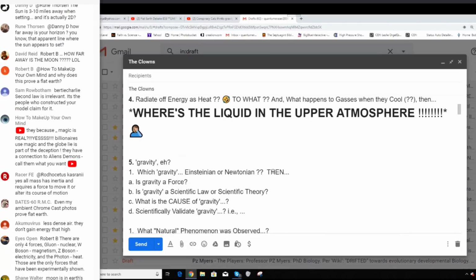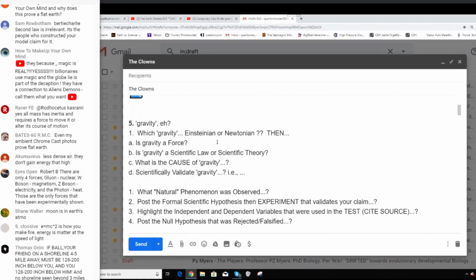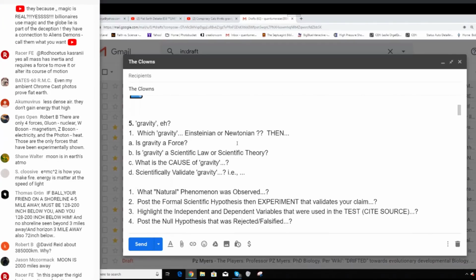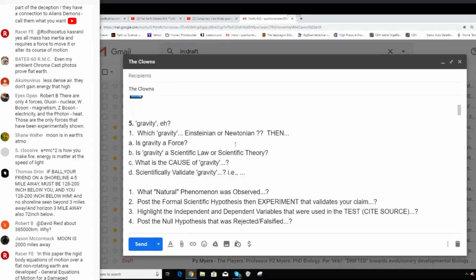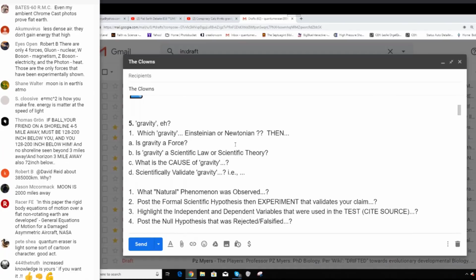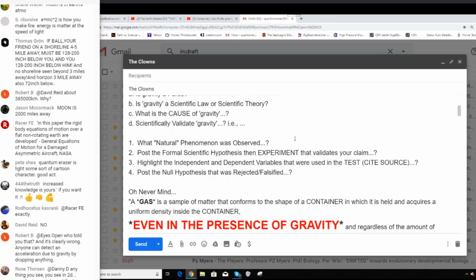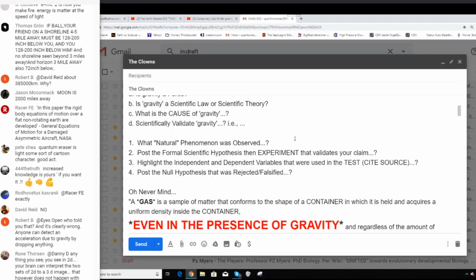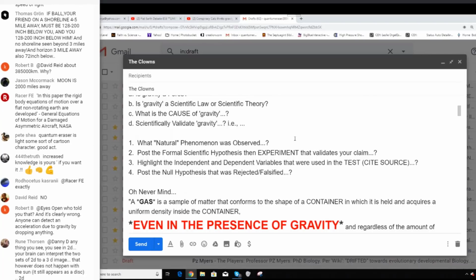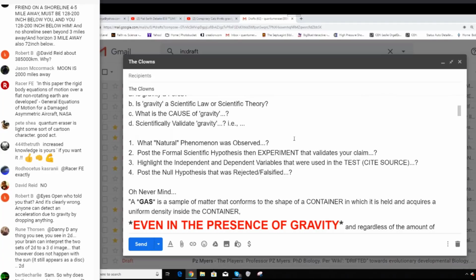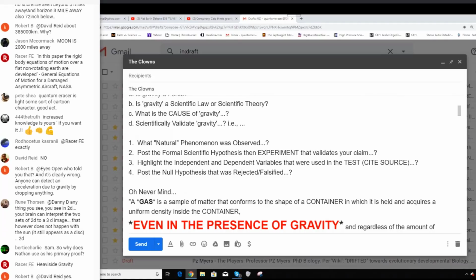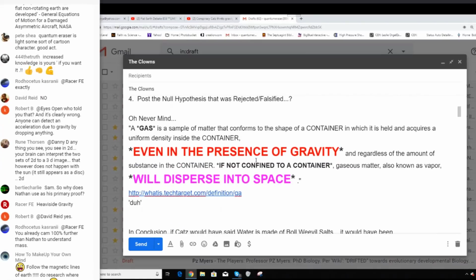My word, sir. And number 5, gravity. We've been down this road before. Which gravity? Einsteinian or Newtonian? Then, A, is gravity a force? B, is gravity a scientific law or scientific theory? C, what is the cause of gravity? D, scientifically validate the one you choose. Here we go again. What natural phenomenon was observed? Post a formal scientific hypothesis, then experiment that validates your claim. Number 3, highlight the independent and dependent variables that were used in the test. Cite source. Post a null hypothesis that was rejected or falsified. Oh, never mind.